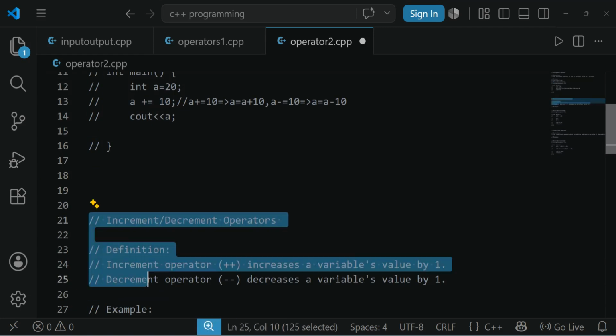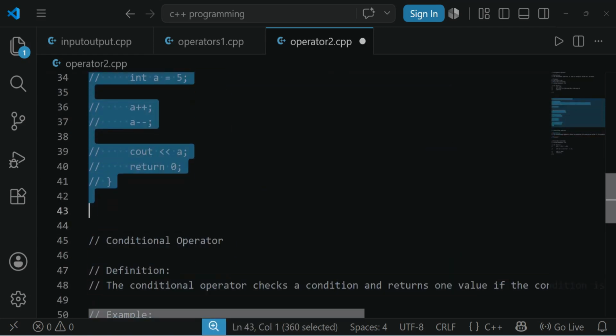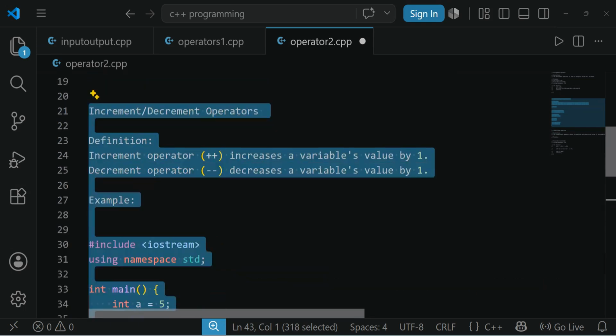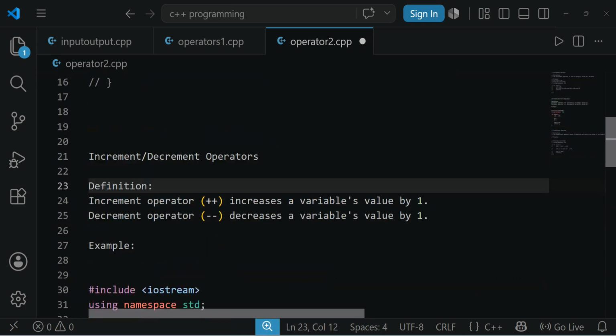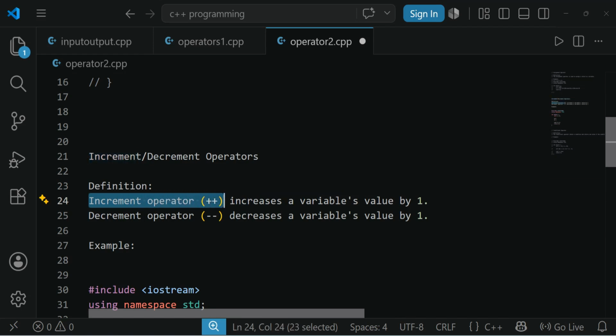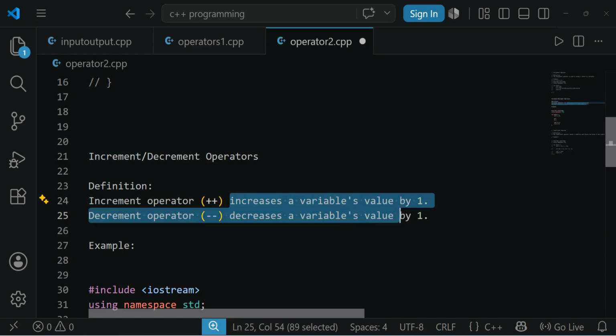Next, coming to the increment and decrement operators. What is meant by the increment and decrement operator? Either increment or decrement. Okay. Increment operator means plus plus. It is represented by the plus plus symbol. It increases a value by 1. Whereas the decrement operator decreases the variable value by 1. The same value is being reduced in decrement, and being incremented in the increment operator.